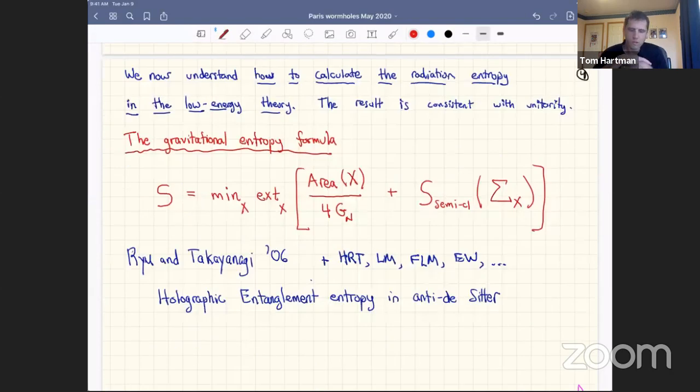So this calculation of the radiation entropy in the low energy theory is really an application of a more general result that's been understood in the last 15 years that I'm going to call a gravitational entropy formula. So the formula is written here. You may know this as the Ryu-Takayanagi formula, and that's where it was originally introduced, by Ryu and Takayanagi. They introduced this formula as a formula for holographic entanglement entropy in anti-de Sitter spacetime. But I think part of what we've learned recently is that this formula is much more general than holographic entanglement entropy in AdS/CFT. In fact, this formula does not require holography. It's more general than that. I'm not going to be assuming holography in this talk.